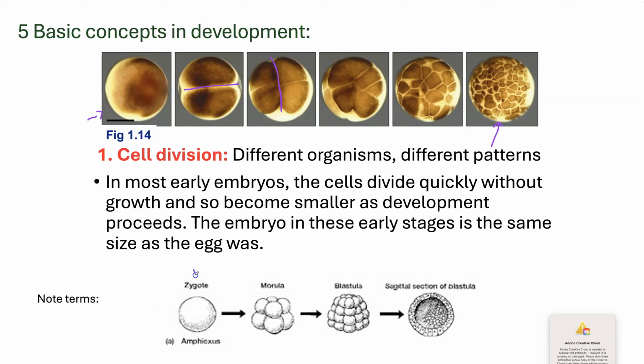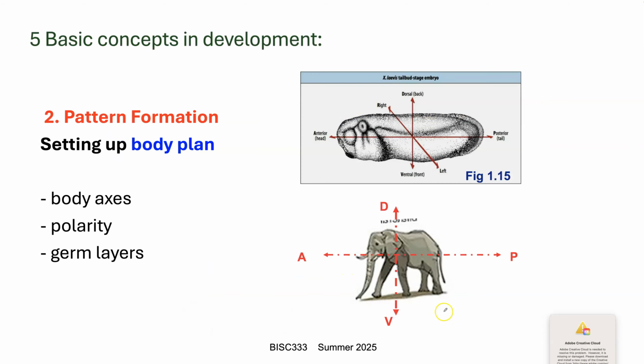A zygote is the term for the fertilized egg. So the fertilized egg, it's a single cell. Zygote is the correct name. It will go through 1, 2, and 8 cell stages. Around the 8 to 16 cell stage, it forms a solid ball of cells that is referred to as the morula. And then during the next couple of divisions, there is a process by which a cavity is formed inside. So the blastula is a hollow ball of cells.